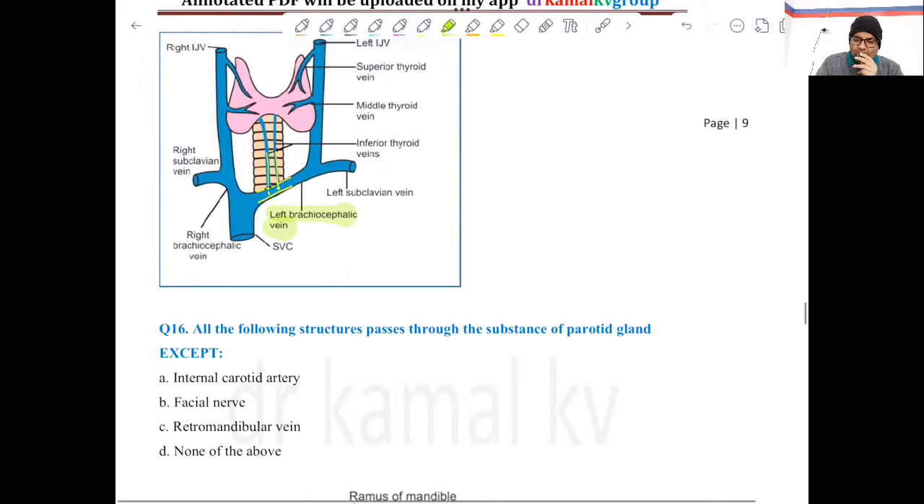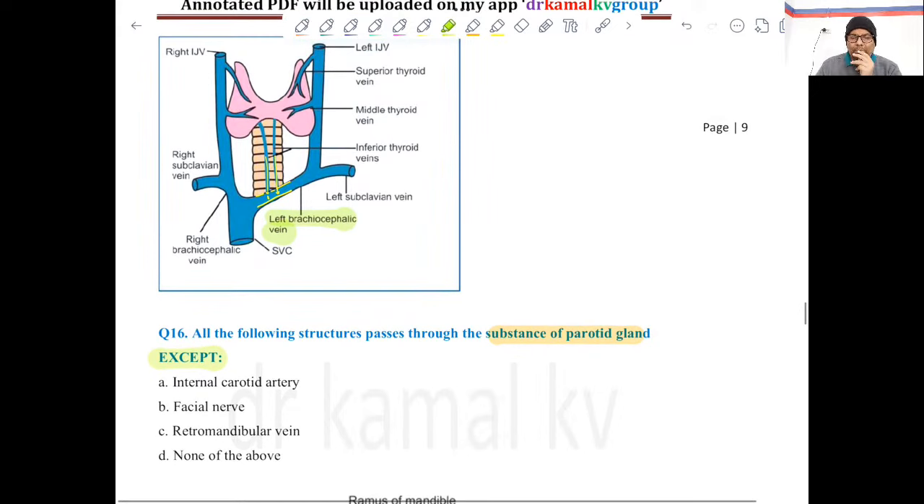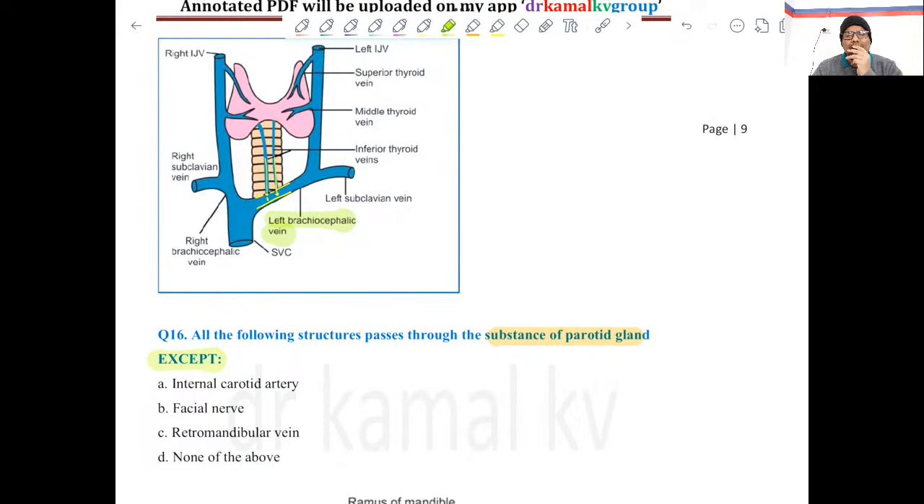Then moving forward: all of the following structures pass through the substance of parotid gland except. Now you need to remember one thing, that there are two parts of parotid gland, superficial and deep, and the parotid gland is, you can say, bifurcated because of the facial nerve. So the important point is that the facial nerve passes through the substance of parotid gland, but it does not supply it. That is one important thing, right? So this is one of the keywords. The facial nerve passes through the parotid gland but does not supply it.